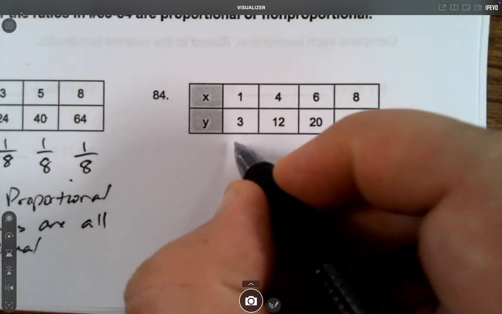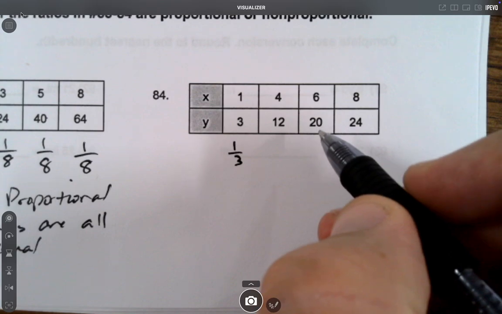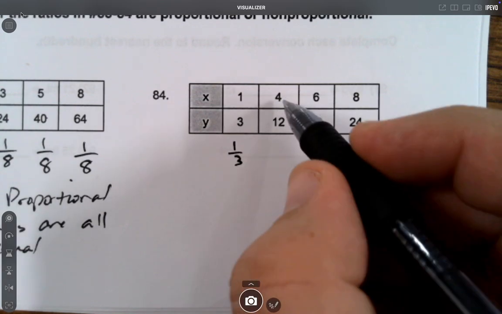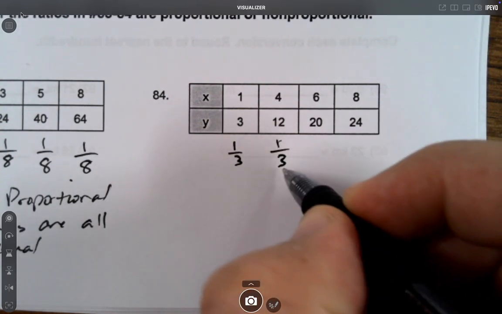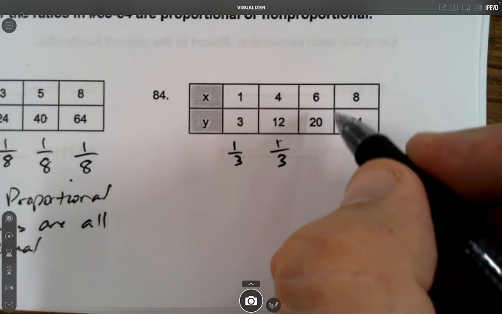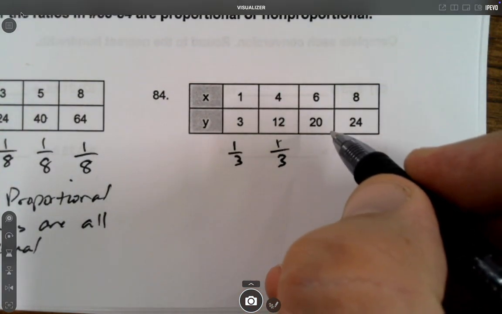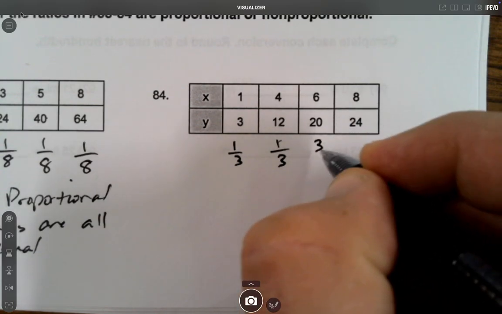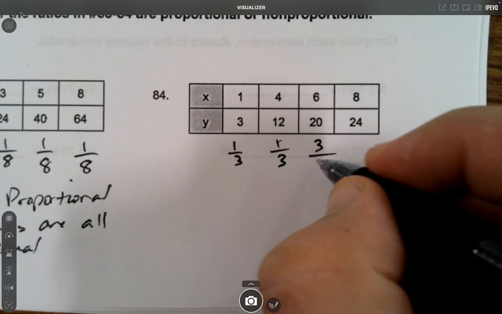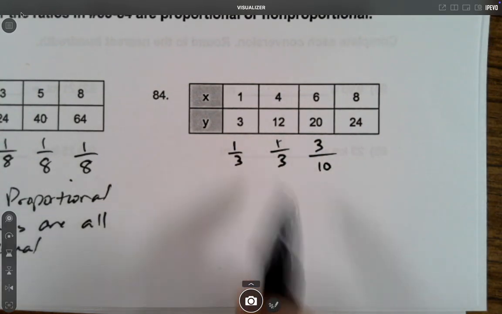So this one is already fully reduced, it is 1/3. These are both divisible by 4. 4 divided by 4 is 1. 12 divided by 4 is 3. So far they match. 6 and 20, I think the biggest number that goes into both of them is 2. 6 divided by 2 is 3. 20 divided by 2 is 10. So we see they are not a match.